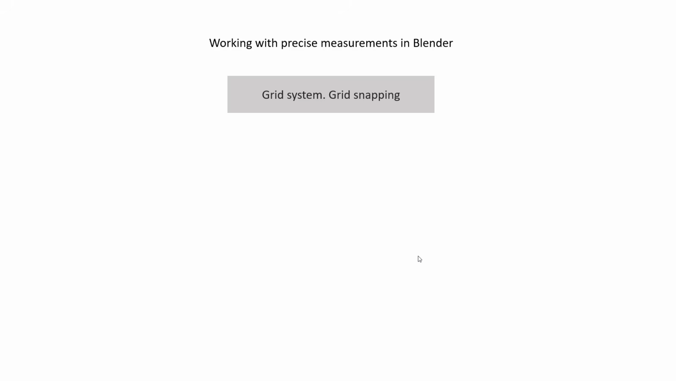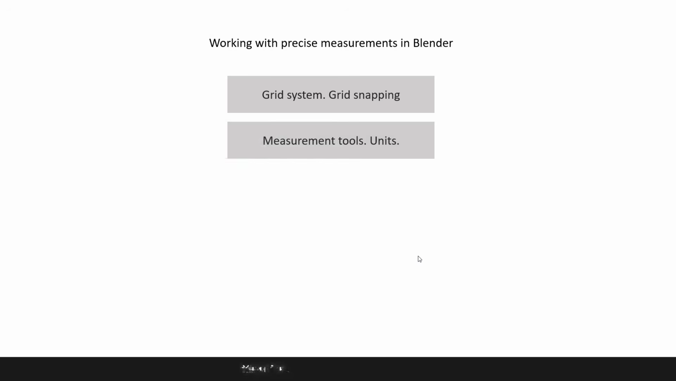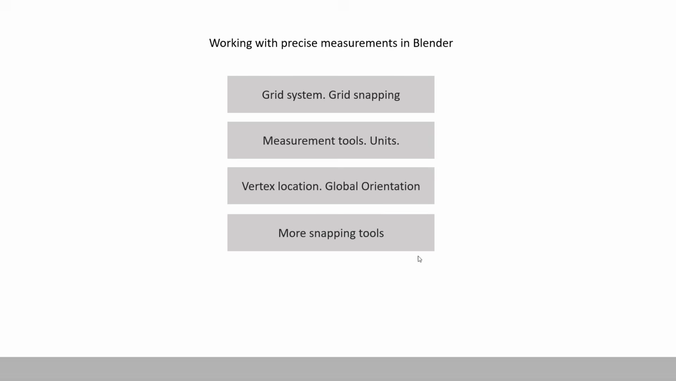So we will learn how to snap to the grid and some coordinate systems. And then we'll look at measurement tools and units. And then we will learn how to precisely put any vertex in any location in the global orientation, global coordinate system. And then we will talk a little about snapping tools, more snapping tools.